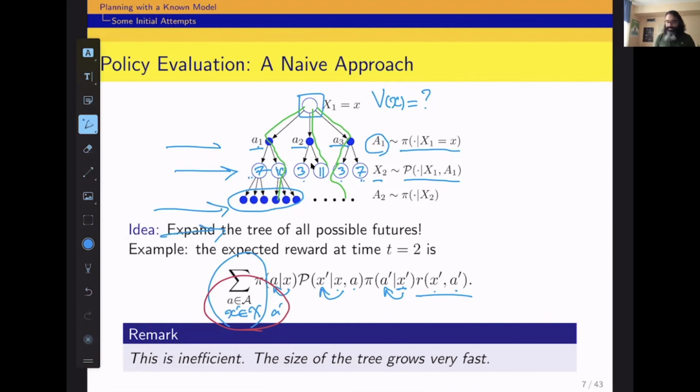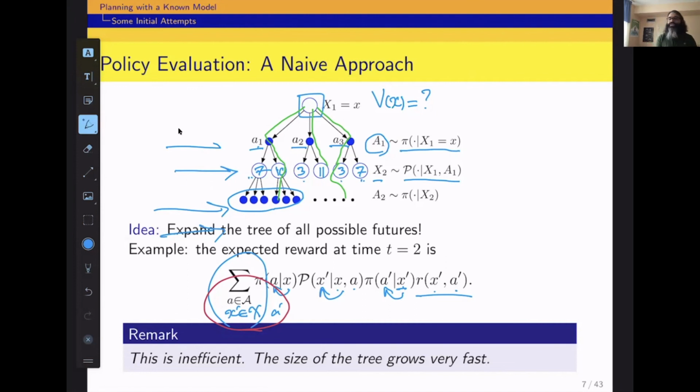Any answer? Right, so it's intractable. The tree grows very fast. So I guess it's good to think about how fast it grows. Like if you have, say, A actions and X states, how fast the tree can grow. So yeah, think about that.